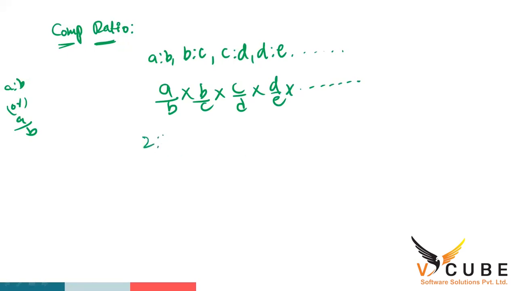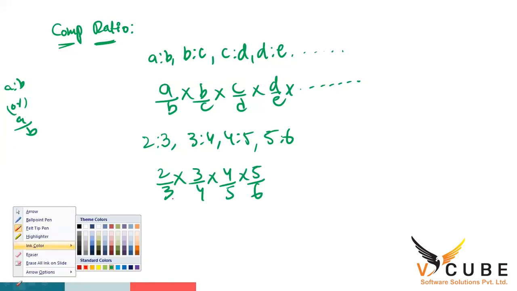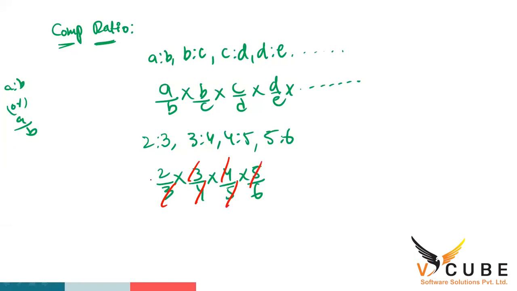For example, a question like this: 2 is to 3 comma, 3 is to 4 comma, 4 is to 5 comma, 5 is to 6. Find out the compound ratio. So it can be written as 2 by 3 into 3 by 4 into 4 by 5 into 5 by 6. Let me calculate, guys. So 3 cancels, 4 cancels, 5 cancels, and 2 1s are 2, 2 3s are 6. The compound ratio is how much, guys? 1 is to 3.